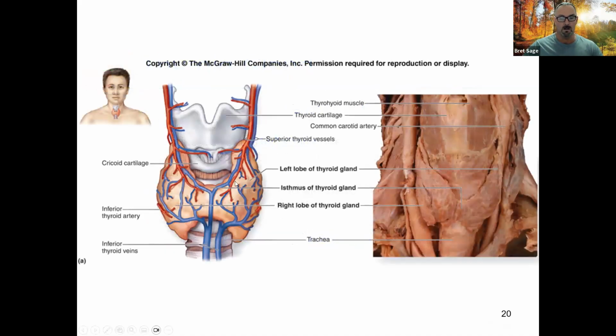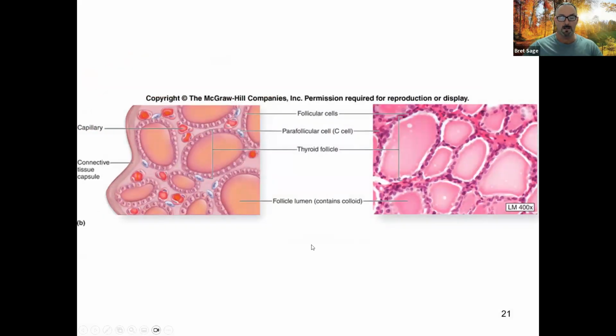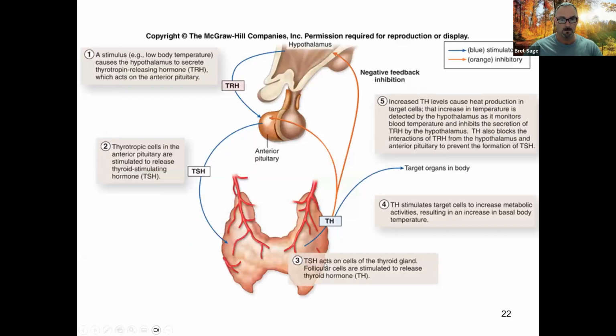And here's a picture showing you the thyroid gland on the front of your trachea. This shows you some of the cells found within the thyroid gland. This shows you some of the feedback loops. This is more physiological than anything, and I will not be testing this. Don't worry about this.